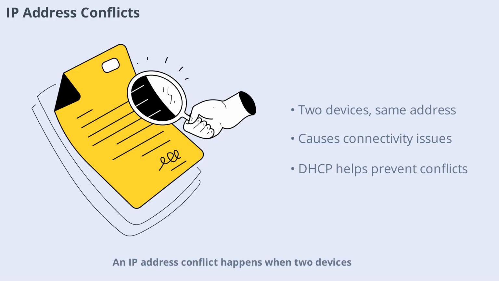IP address conflict happens when two devices on the same network are assigned the same address. This can cause connectivity issues as data may not reach the intended device. Conflicts are usually prevented by DHCP, but they can still occur if addresses are assigned manually or statically. Resolving conflicts quickly is important for network stability.